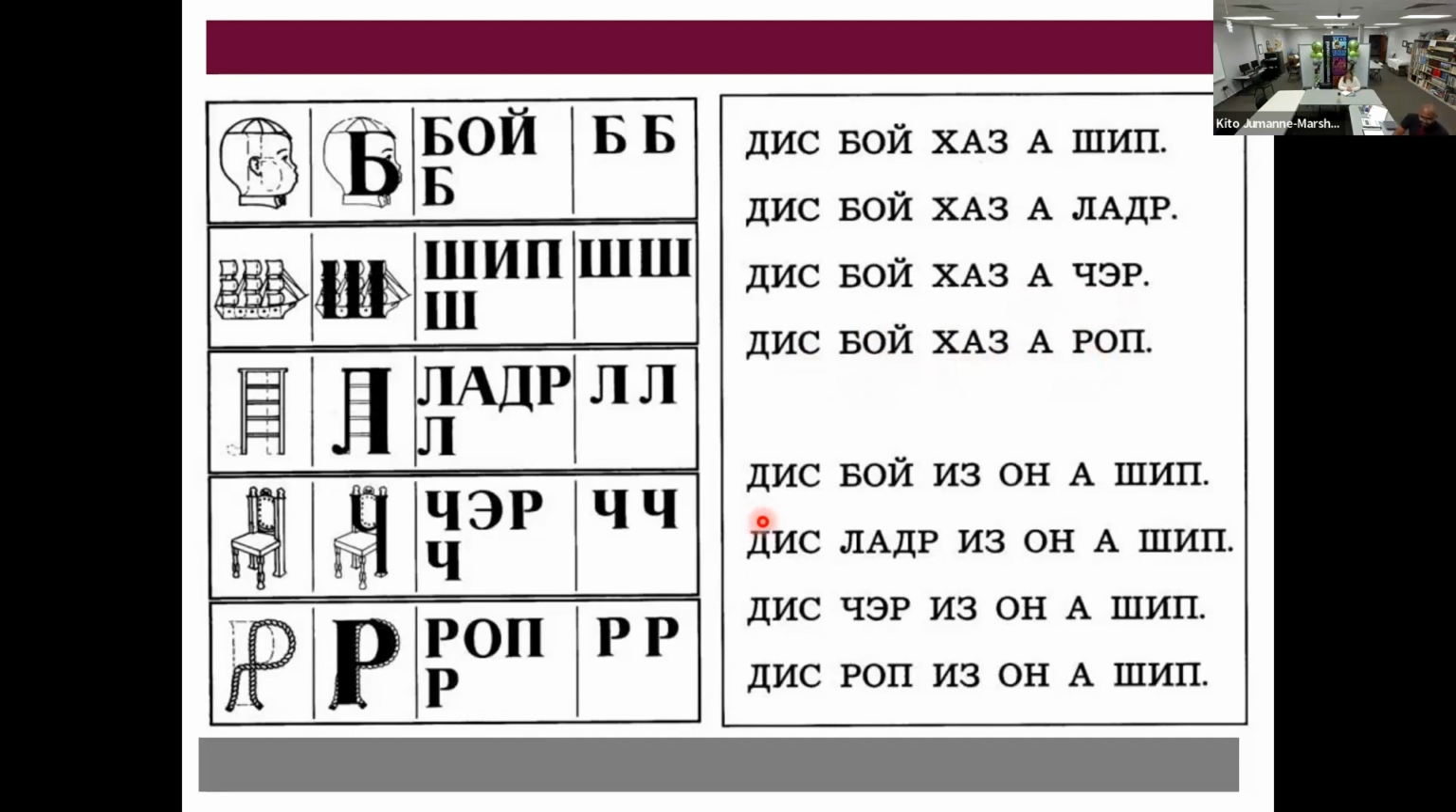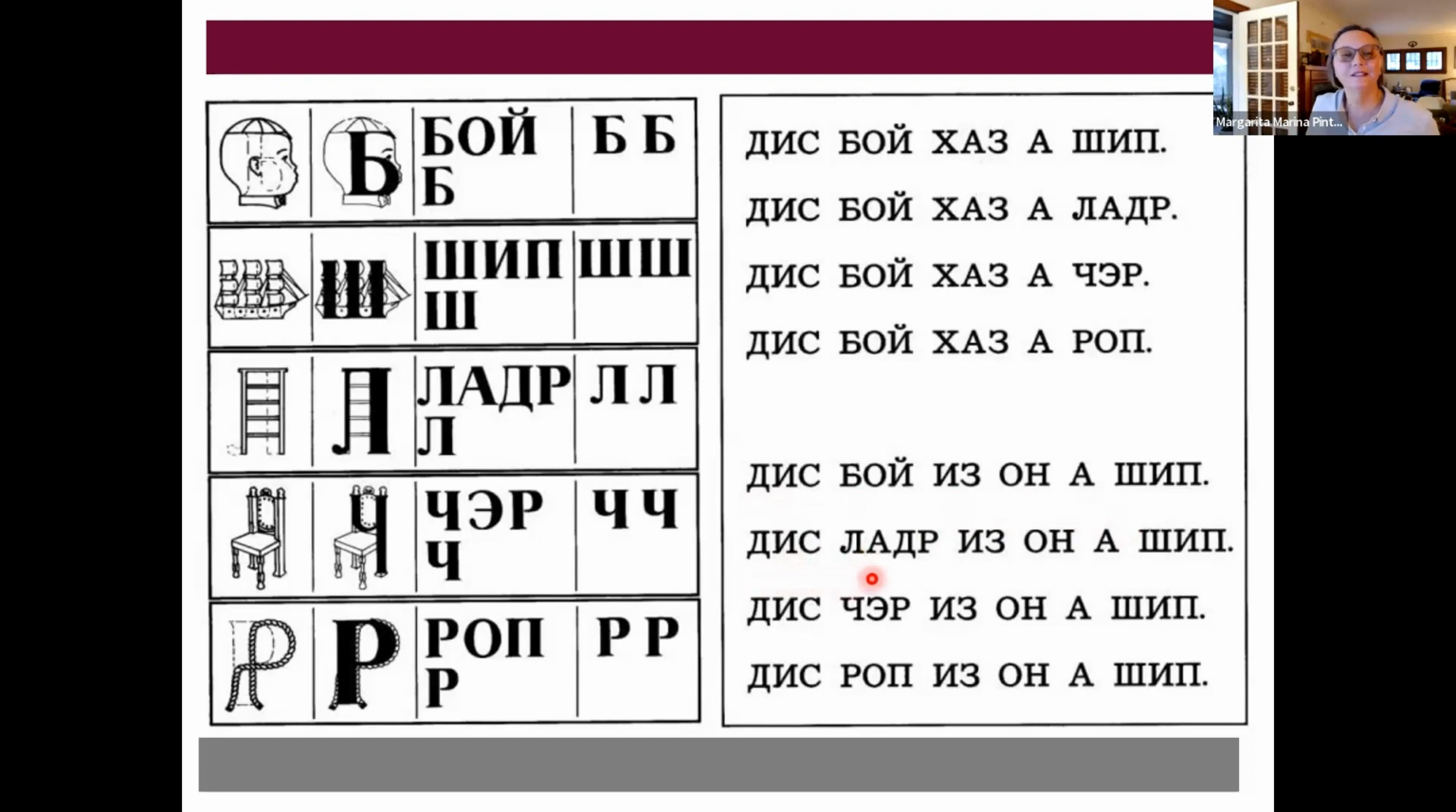Second paragraph, we're going to read the first line together, and then you'll be able to read it on your own afterwards. This boy is on a ship. So let's read this together. This boy is on a ship. Good. Now let's read the next sentence.